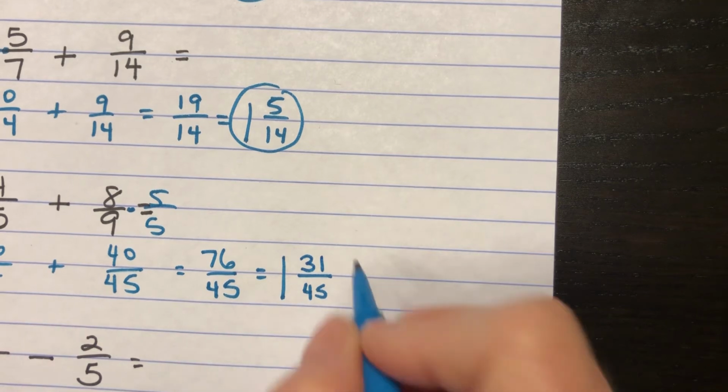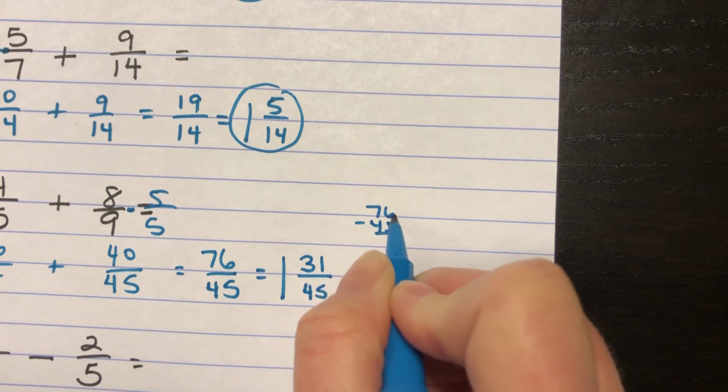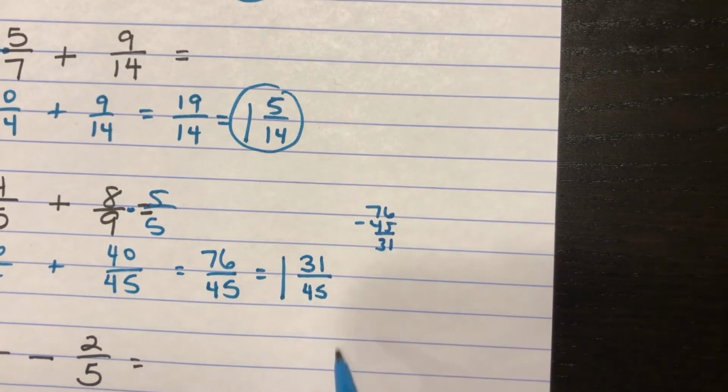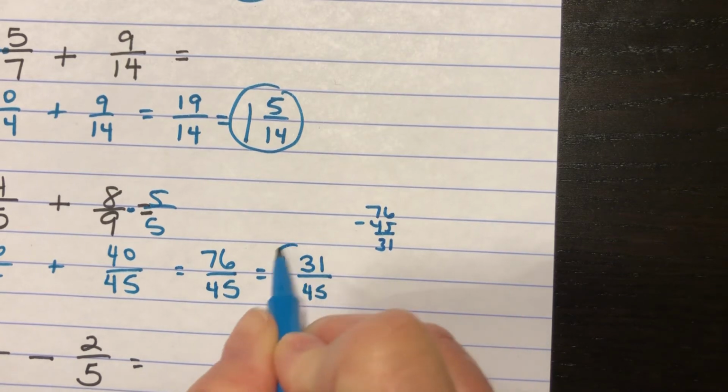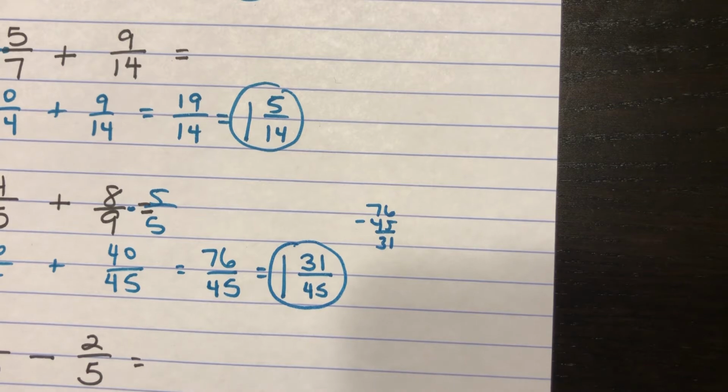If you're like, oh, I don't want to do that in my head, I want to set it up, maybe you did this. 76 minus 45, 6 minus 5 is 1, 7 minus 4 is 3. However you do it, you're going to get 31 as your new numerator. And there's not a number that goes into 31 and 45 other than 1, so we know that we're good.